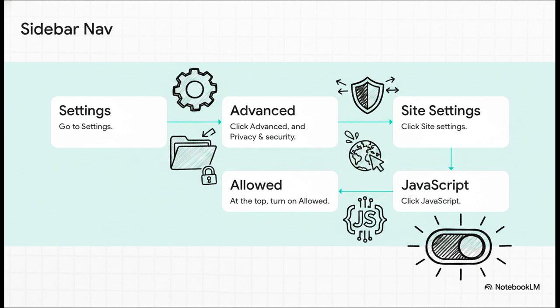Finally, let's guide you through our last modular path. Now, this one requires a specific sidebar navigation. You'll start by going to Settings. Then you absolutely must click Advanced in the left sidebar. This is the key step. Without expanding that advanced menu, you simply won't find what you need. From there, the path becomes a bit more familiar based on what we've already seen. Click Privacy and Security, then Site Settings, then JavaScript, and right at the very top, turn on Allowed.